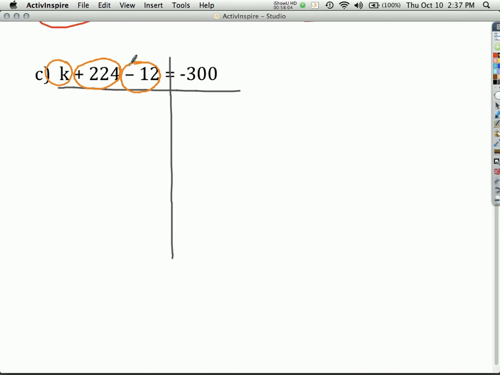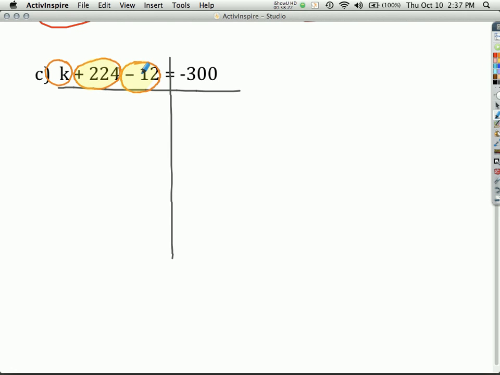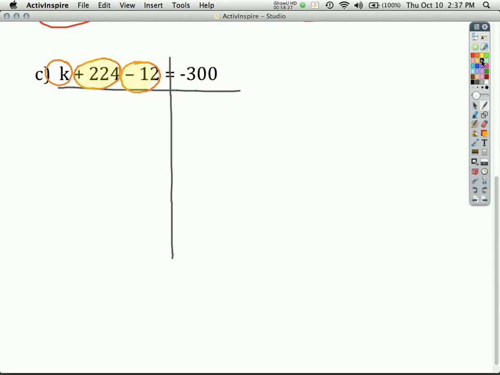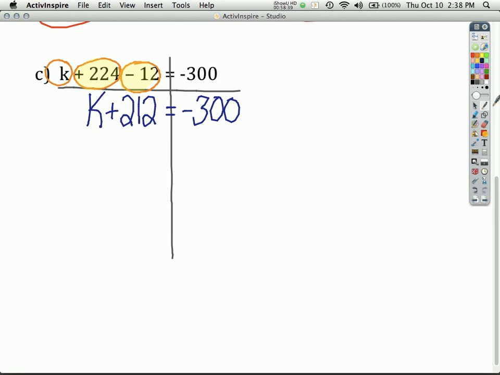Very intelligently you did. Yeah, so if we have two numbers, we don't have one number to focus on, but we cannot proceed until we have one number to focus on. And this is why today's warm-up was so important. These are like terms. You have to add them together. So now we're going to rewrite the equation. We're going to rewrite it with this simplified. So it's really k plus 212 equals negative 300. And now we can proceed.